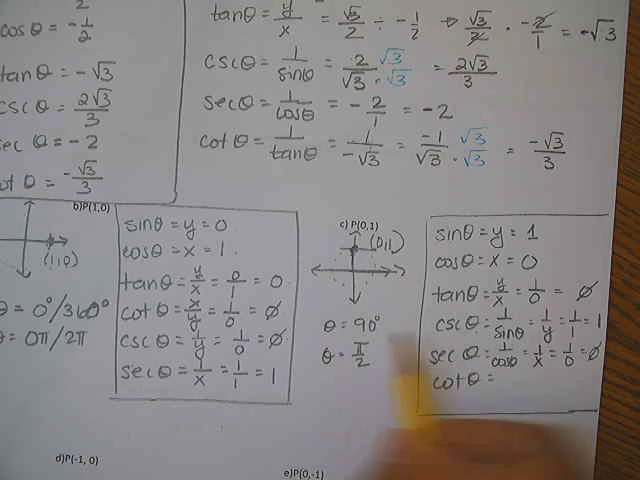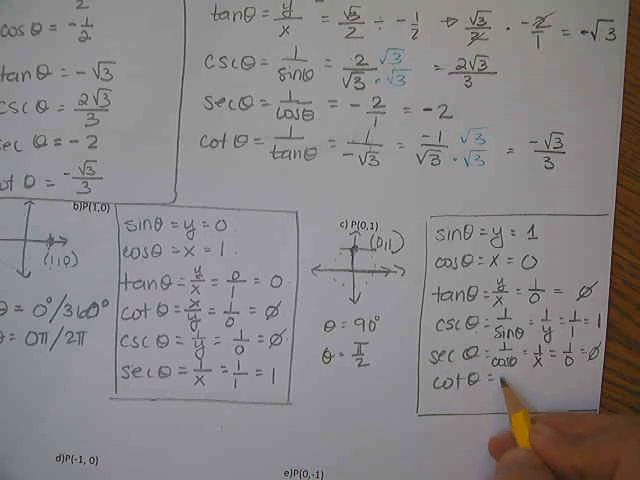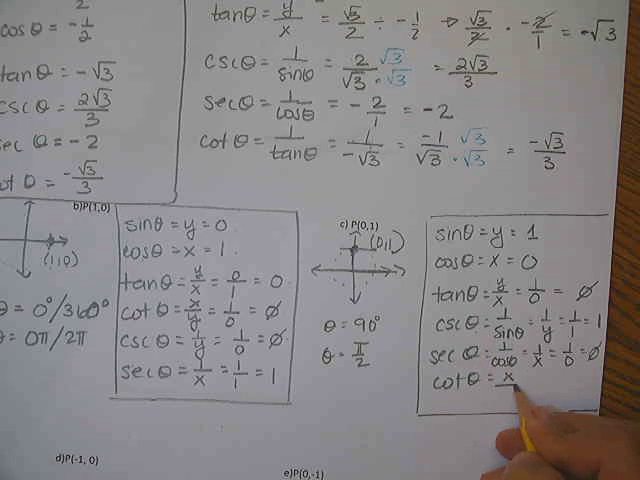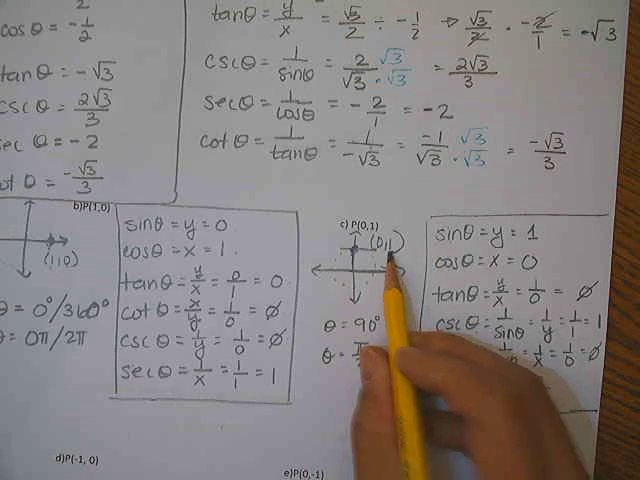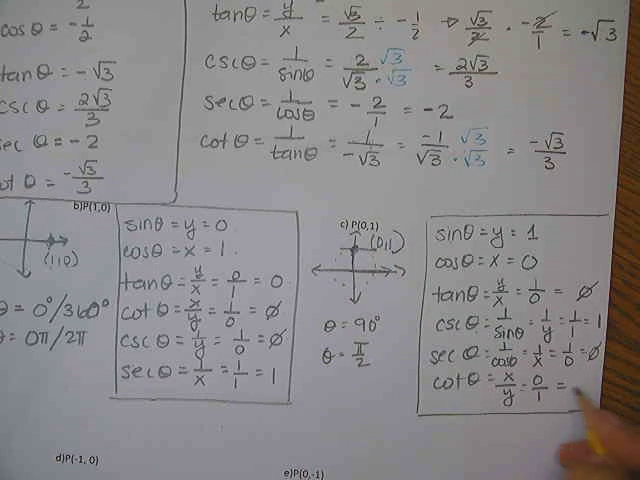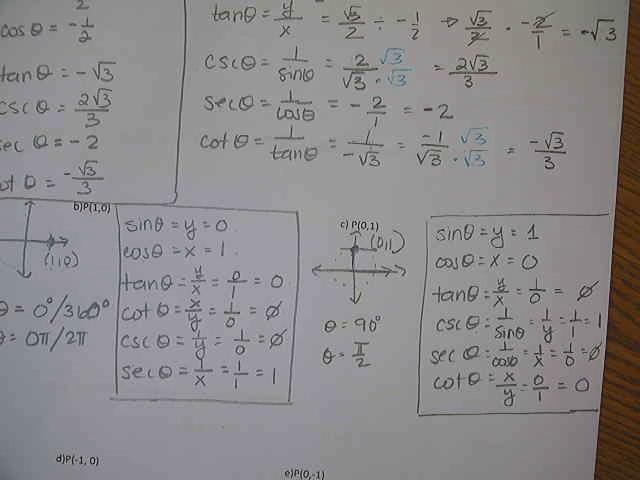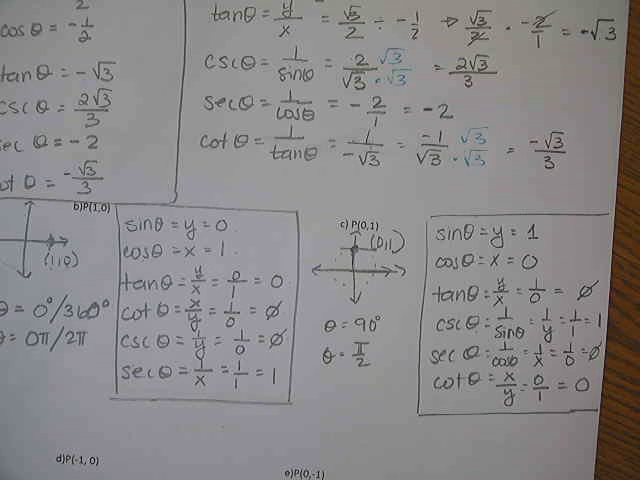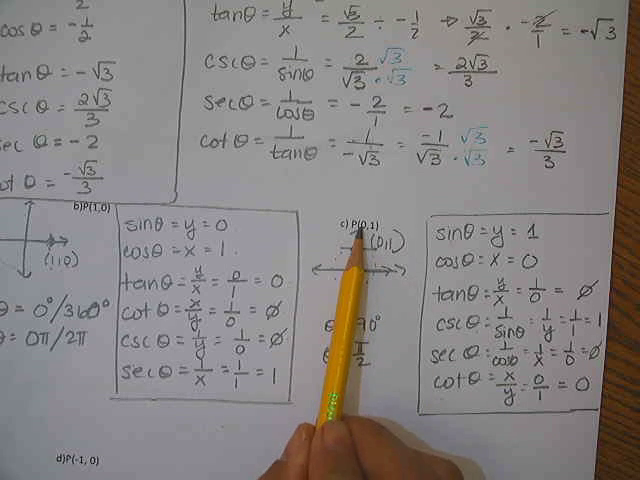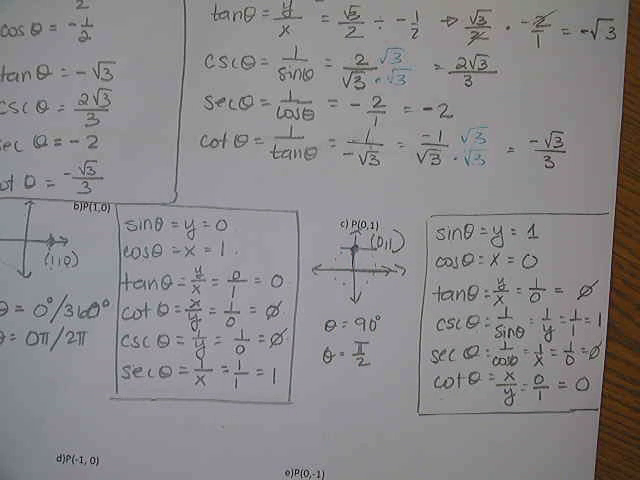Cotangent at 90 degrees is going to be the reciprocal of tangent, which is going to be x divided by y. X is 0. Y is going to be 1. 0 divided by 1 is always 0. So cotangent at 90 degrees is 0. Or cotangent at this particular point, it's also 0.